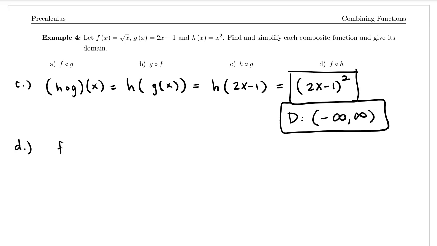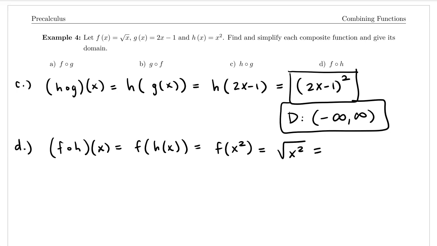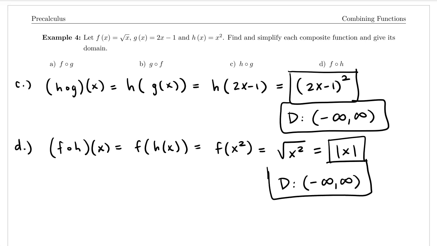And in part D, we have f composed with h of x, meaning h is our inner function. And so h of x is equal to x squared. So we have f of x squared. And if I throw that into my f function, that's going to give me the square root of x squared. And hopefully you remember from intermediate algebra, the square root of x squared is equal to the absolute value of x. So here is our function, and then our domain is going to be all real numbers because we can plug in anything into the square root function. So our domain for this is going to be all real numbers. And that is the end of example 4.